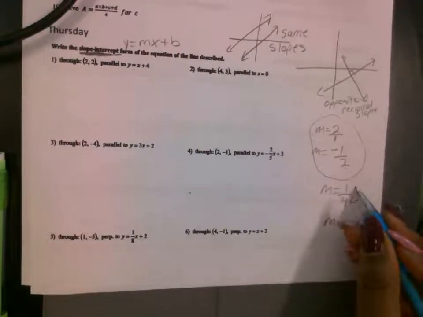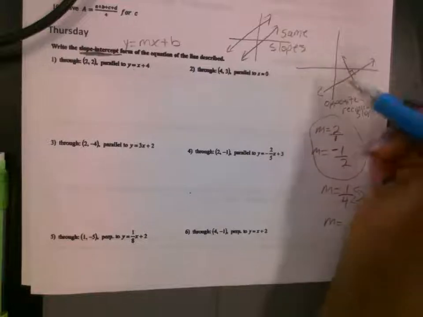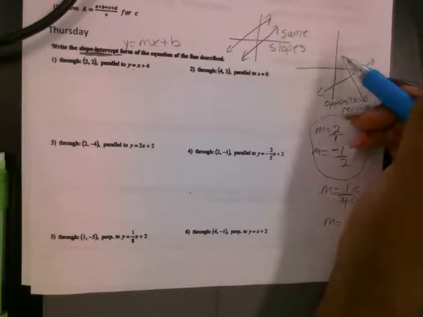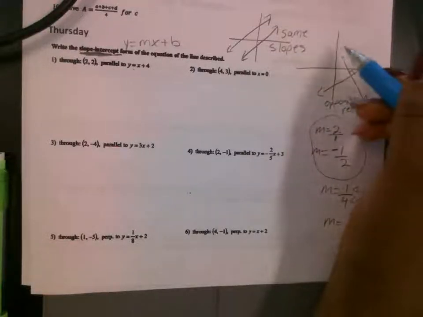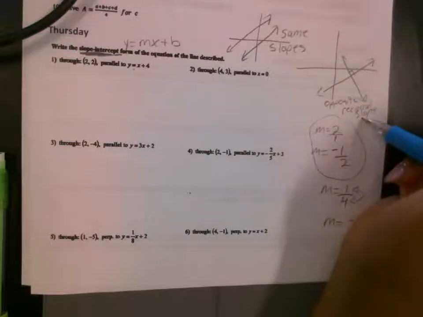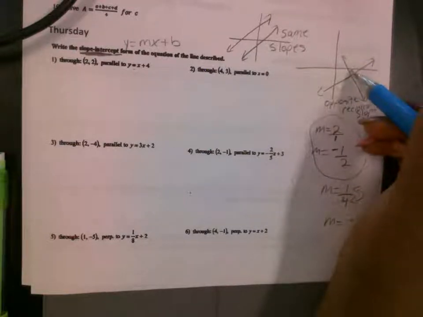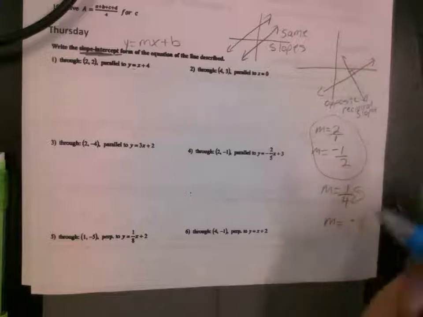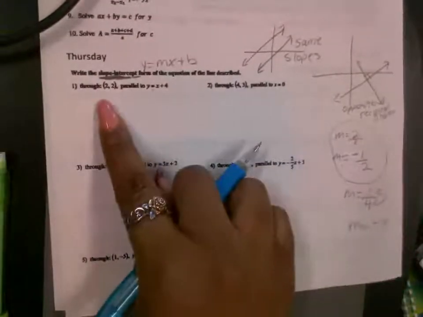Okay? Opposite reciprocal. One's positive, one's negative, because one line is going up, the other line is going down. One has a positive slope, the other has a negative slope. And an opposite reciprocal so that they could form this right angle that's in the center there. All right, so let's look at number 1.